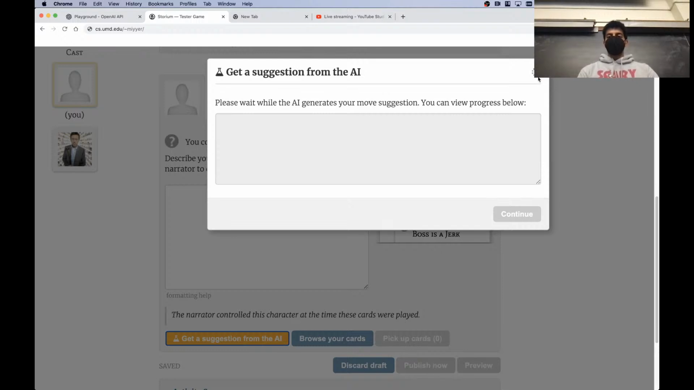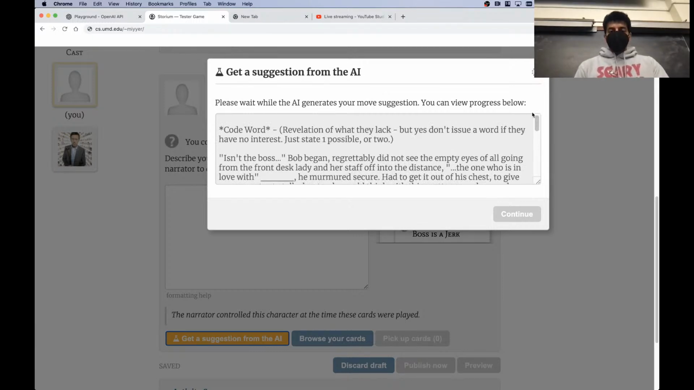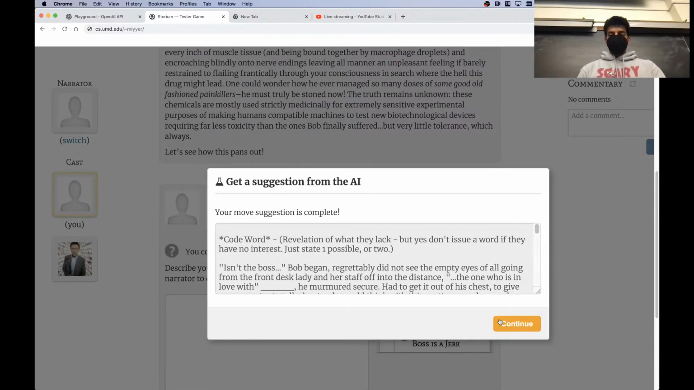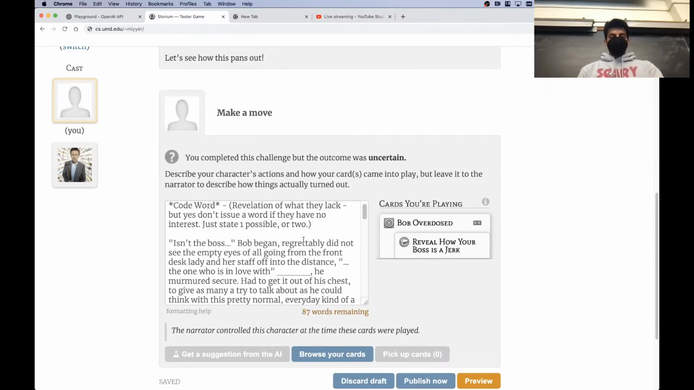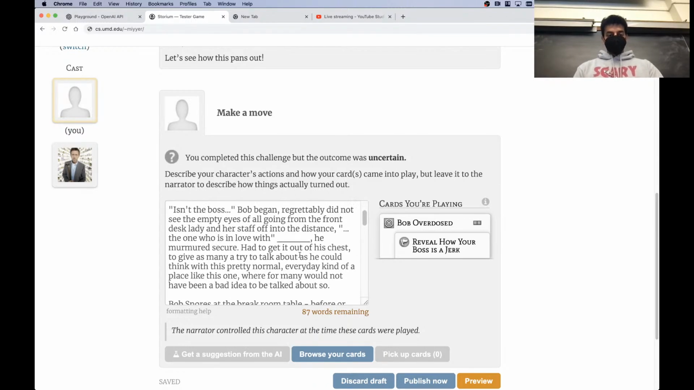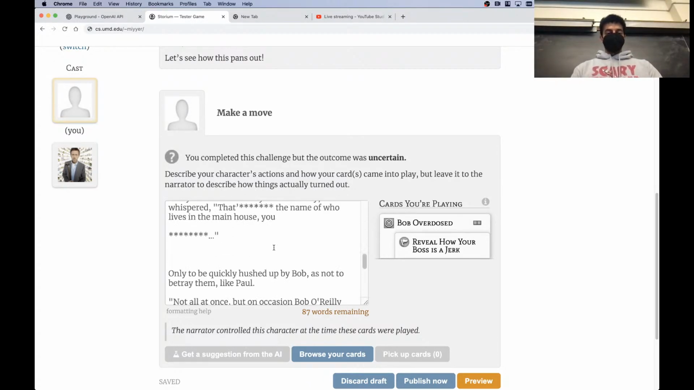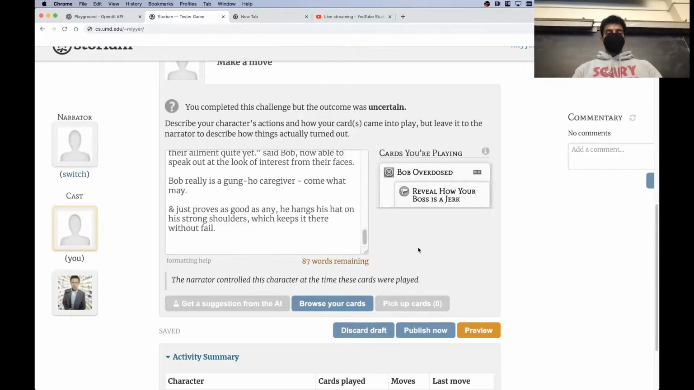And we recently switched this over to using GPT-3 rather than the model that we had trained in the past. So there are some issues with this in terms of relevance. All right, let's see what this says. Doesn't look too great, but maybe I'll make it bigger. Okay, code word. I don't know what that's for. Rebel isn't the boss. Okay, so it had something to do with the boss. Bob began, regrettably did not see the empty eyes of all. This is not even grammatical. Oh, maybe you can interpret this as the text that someone who is on a lot of morphine would say. Interesting. Okay, I can't evaluate this. It's probably not very good.